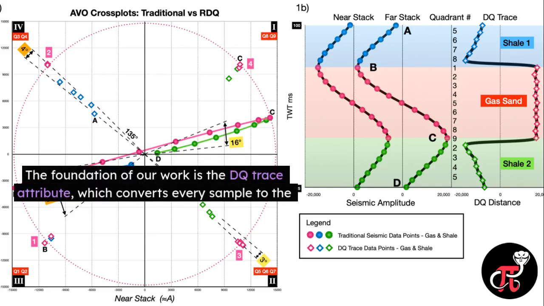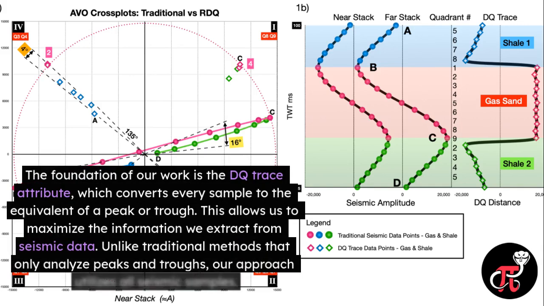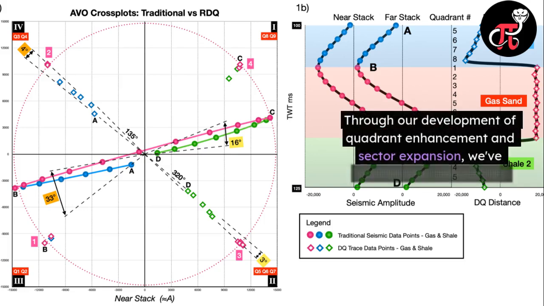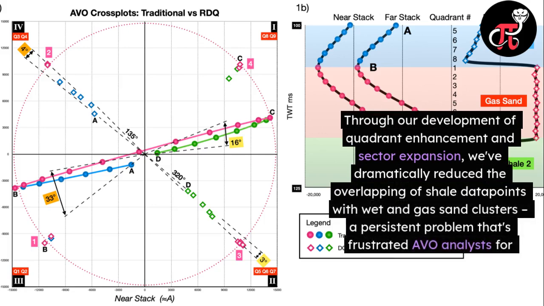The foundation for our work is the DQ trace attribute, which converts every sample to the equivalent of a peak or trough, and this allows us to maximize the information we extract from seismic data. Unlike traditional methods that only analyze peaks and troughs, our approach utilizes all the seismic samples. Through the development of the quadrant enhancement and sector expansion, we've dramatically reduced the overlapping of shale data points with the wet and gas sand clusters, a persistent problem that's frustrated AVO analysis for years.